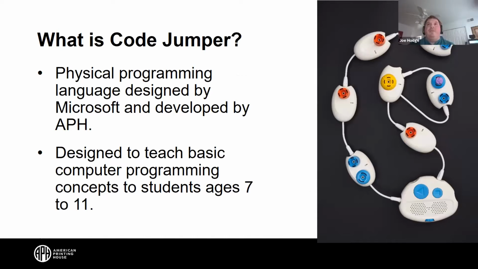Yes, so CodeJumper is a physical programming language designed by Microsoft and then developed by APH. So it's basically to teach computer coding program concepts to kids ages 7 to 11. And we're going to walk through why CodeJumper is inclusive as we walk through explaining the parts in the kit, and how folks who are blind or visually impaired or sighted can all use CodeJumper to learn together.